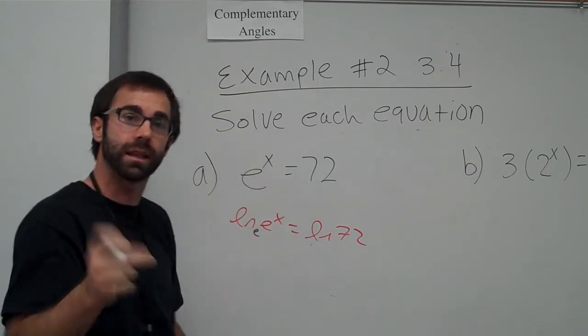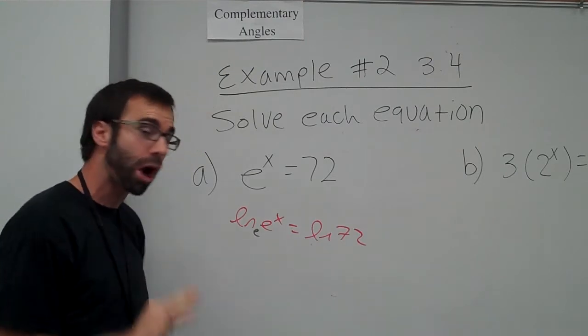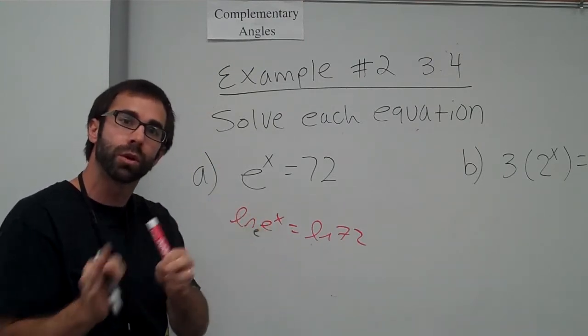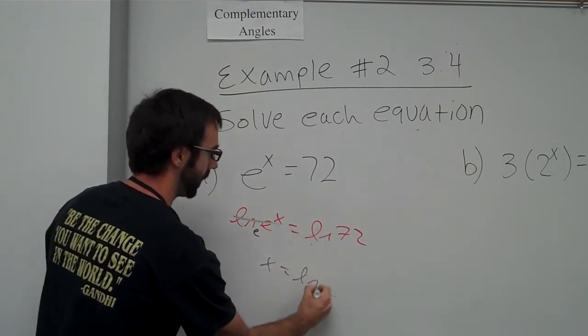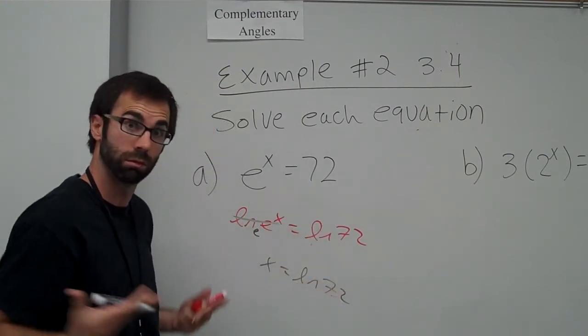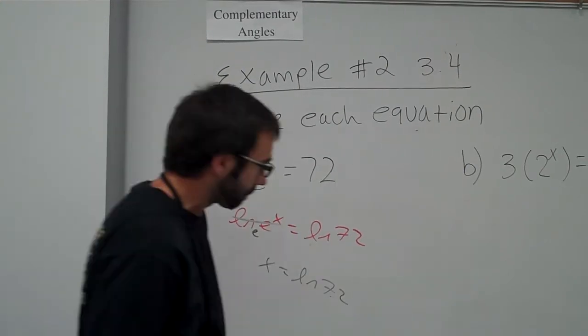And so that's why it's imperative that you know our 3 properties that you learn for natural logs and then 3 properties for logs. So those are gone. So x equals the natural log of 72. That's what I do right here. Now come over here now.